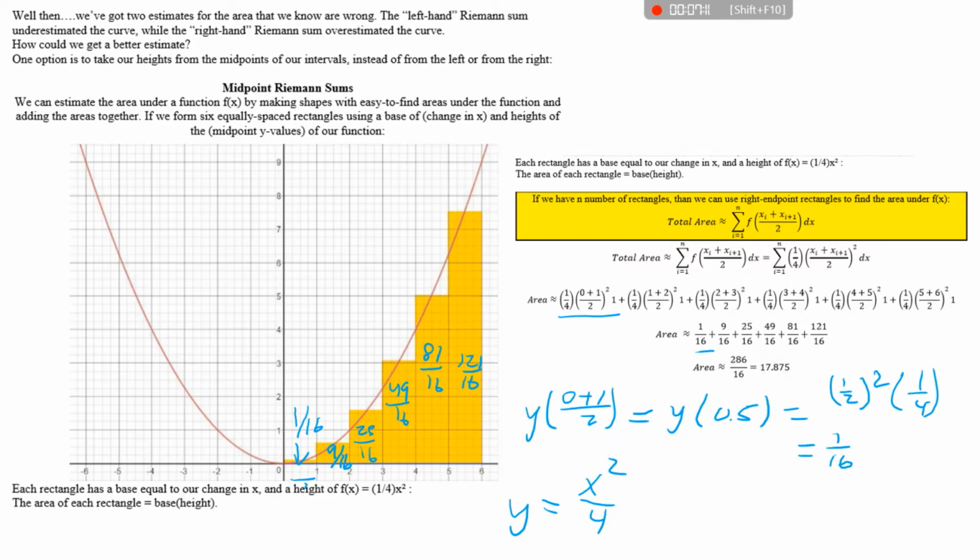Okay, so midpoint Riemann sums, we're taking our heights of each rectangle from the middle of our change in x's. Okay, and the last one.